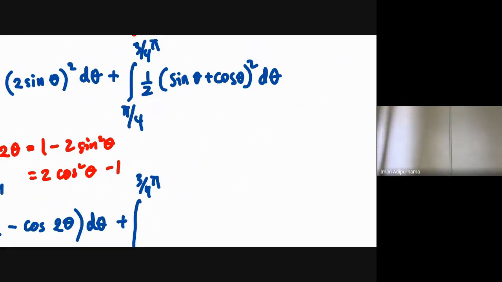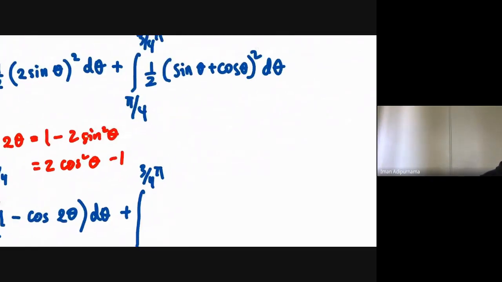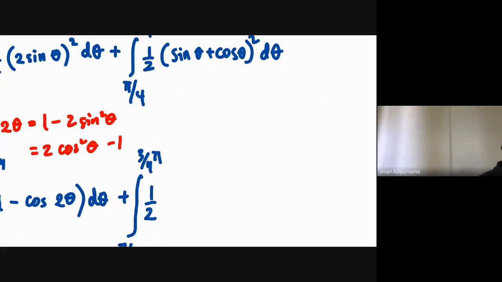So this will be 1 minus cosine 2 theta, and then d theta, and then plus. Okay, from here, you see that you have sine squared and cosine squared, it will become 1 plus 2 sine cosine, right? So this will be half, and then inside will be 1 plus sine 2 theta, right? And d theta.